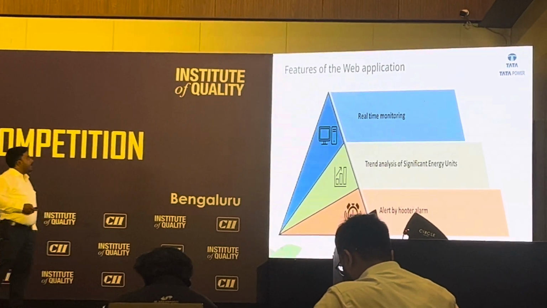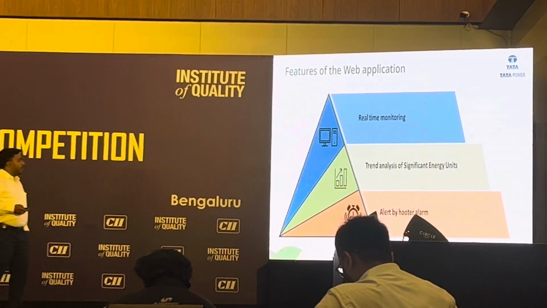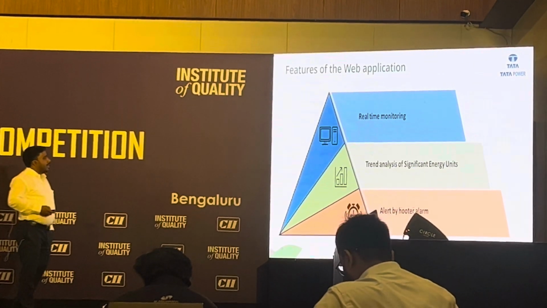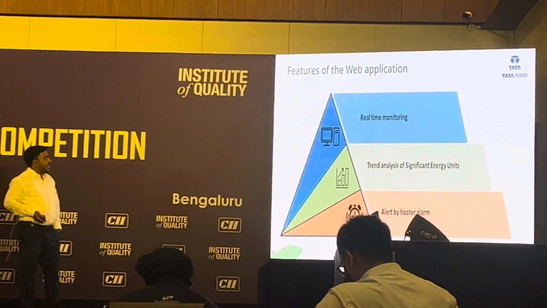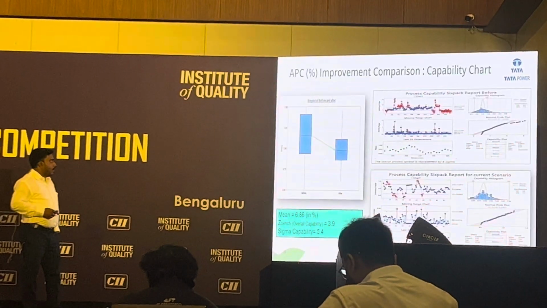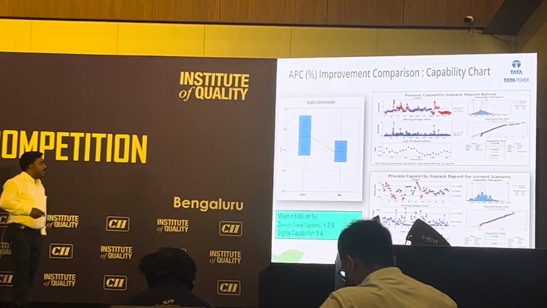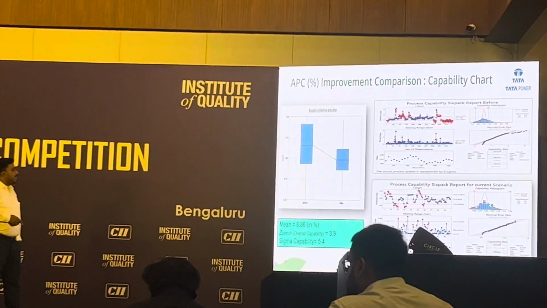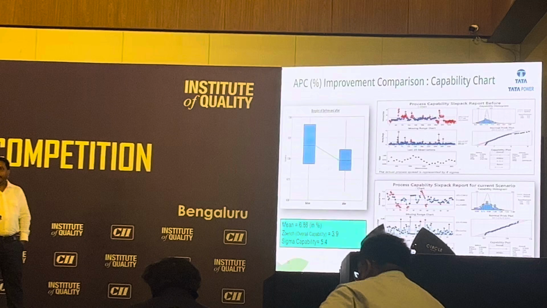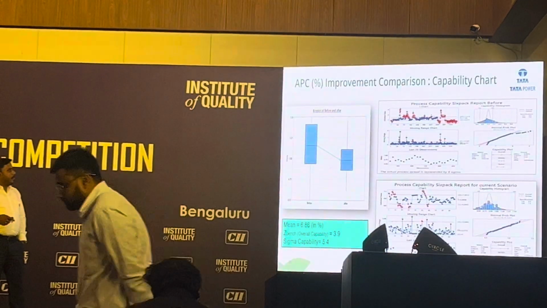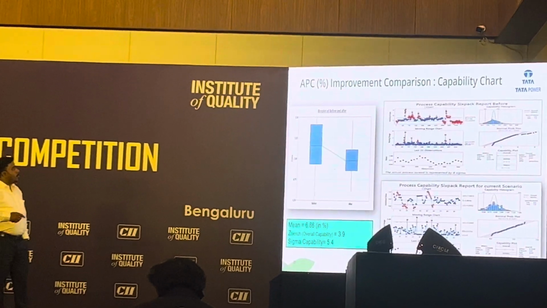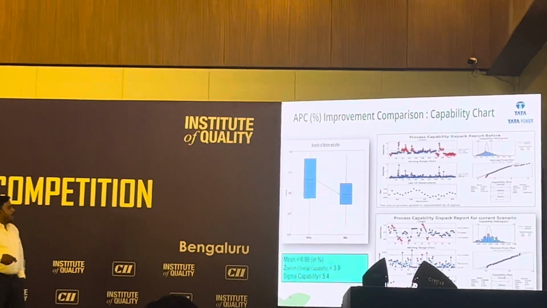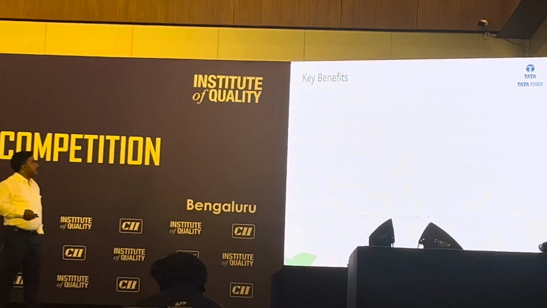The main features of this tool are real-time monitoring, trend analysis of significant energy units, and there is a hooter alarm that is provided for the control persons. Using this, after APC improvement we have done the capability analysis, and the sigma value improved further to 5.4 level, which was a major improvement for us. And in the box plot also you can see the mean value was reduced to 6.86%.